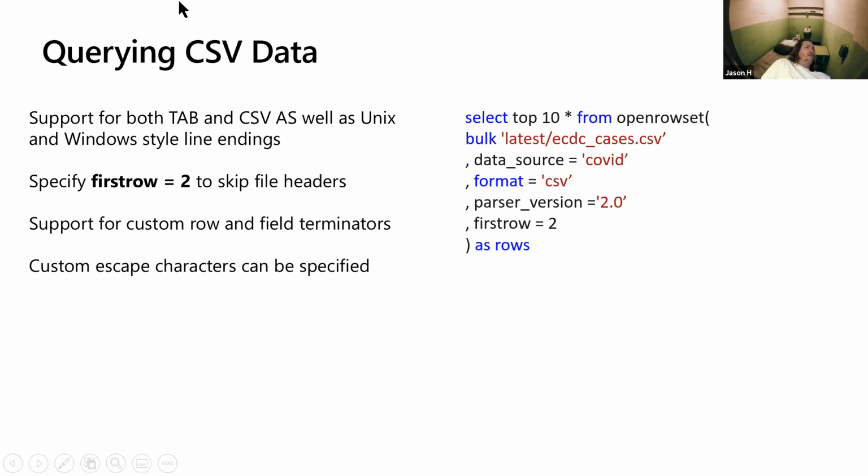So this is an example using the OPENROWSET. What it does is it basically says, I've defined an external data source, which we'll talk about in a second. I'm going to use a CSV format. Parser version 2 is the faster version. First row is 2, so I'm going to skip the file headers. And then I'm going to parse the CSV file and return the top 10 rows from it, right?